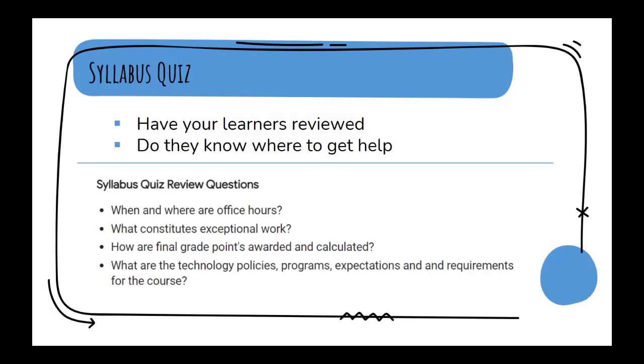And so the syllabus quiz is an ungraded quiz, and the questions might be, when and where are your professor's office hours? What constitutes exceptional work? What are the technology policies or the requirements for this course? So things that you include in the syllabus, you have them hunt and search for the answers. So it's like a little scavenger hunt that forces them to read through the syllabus to get either a nominal grade of 1 point or something that's ungraded.